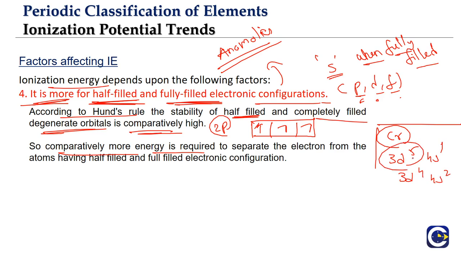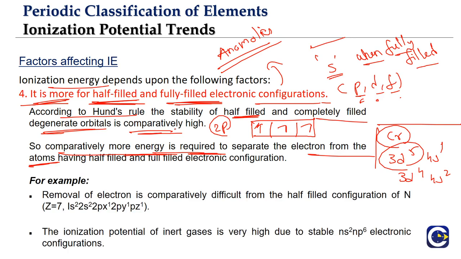This we will see in the abnormal electronic configurations in the structure of atom chapter. So half filled P or fully filled P, half filled D or fully filled D, half filled F or fully filled F, or fully filled S. These will be associated with what? More amount of energy being required to separate the electron from the atom. So it is going to be observed for half filled P, half filled D, half filled F, and fully filled S, P, D, F.